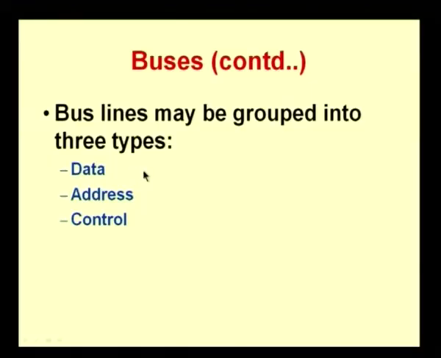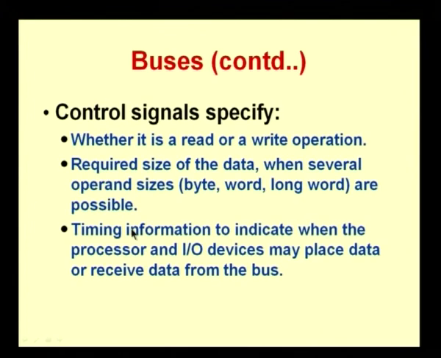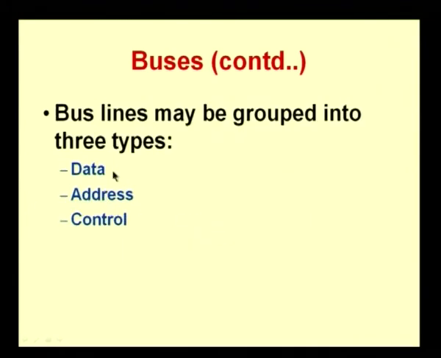Now, coming to the bus lines, they can be generally grouped into three types: data, address and control. So, let us look at what is specified by each of these. When we talk of data and address, it is self-explanatory in the sense that data lines will be the ones which are going to carry the data, and address lines are the ones which are going to carry the address.